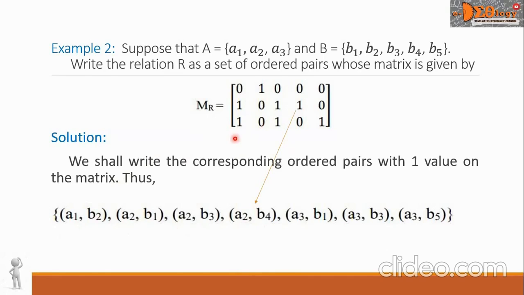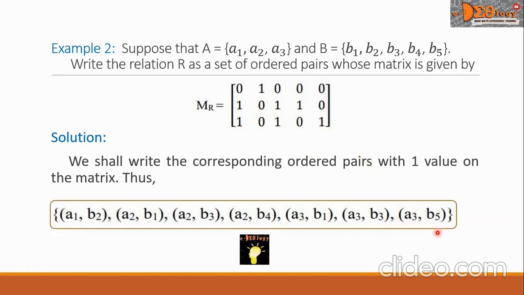In the third row, this number 1 corresponds to (a sub 3, b sub 1). This number 1 here corresponds to (a sub 3, b sub 3). And this number 1 is (a sub 3, b sub 5). This is the final answer.